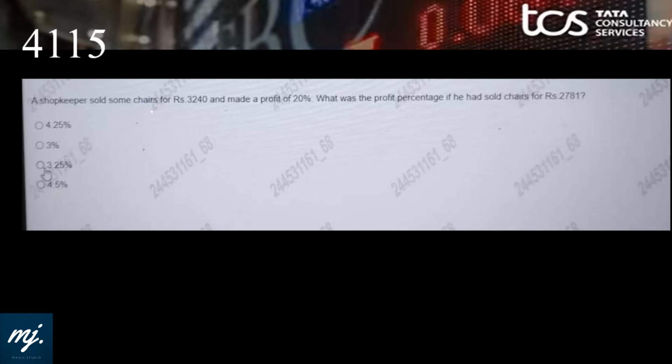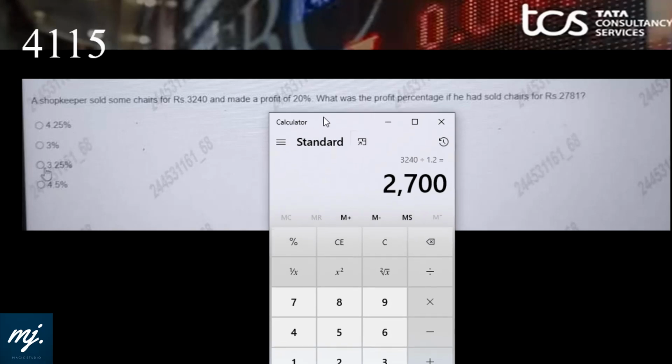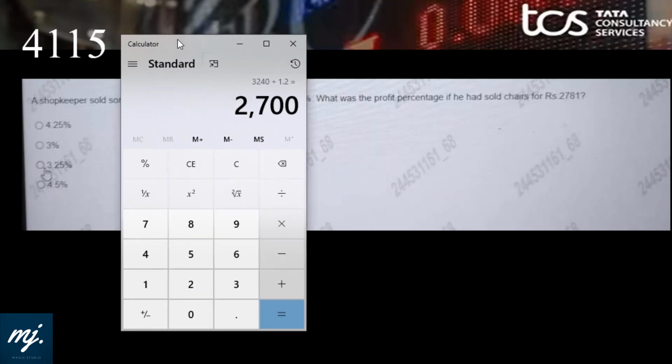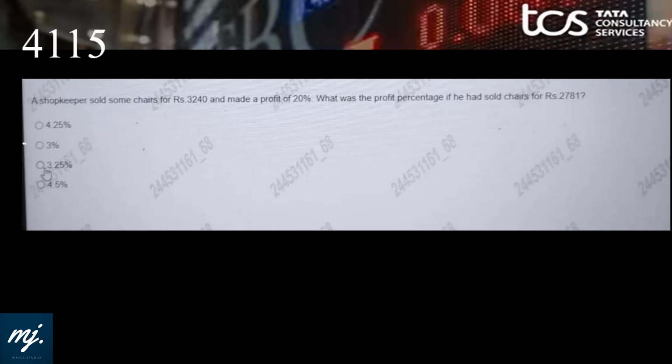A shopkeeper sold some chairs for 3240 and made a profit of 20%. So 3240 divided by 1.2, cost price is 2700. What was the profit percentage if he had sold the chair for 2781? Obviously only 81 rupees profit. 81 divided by 27 is the answer, 3%. Option B.